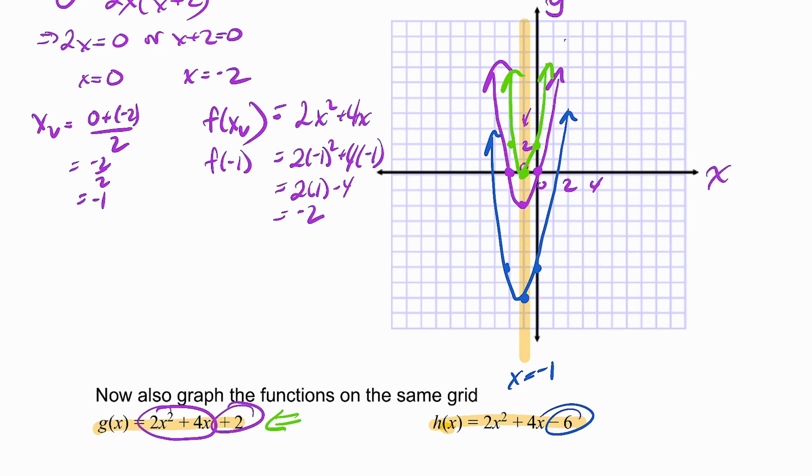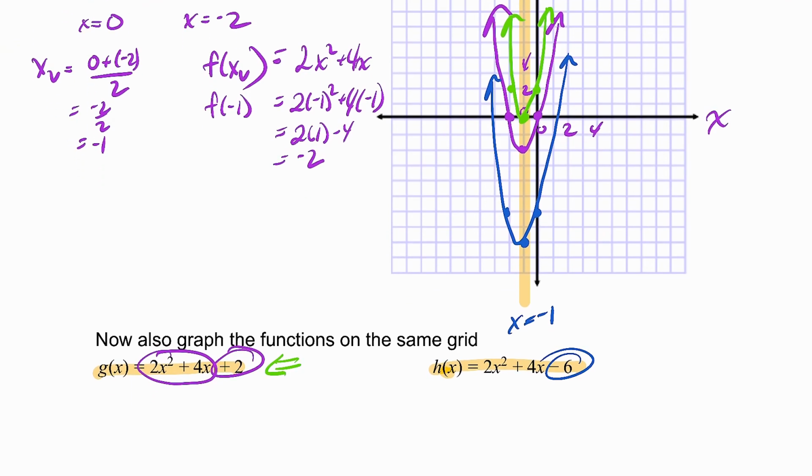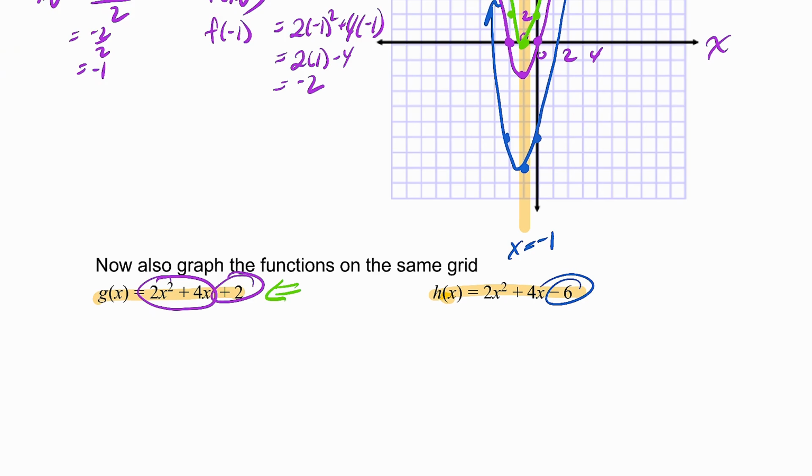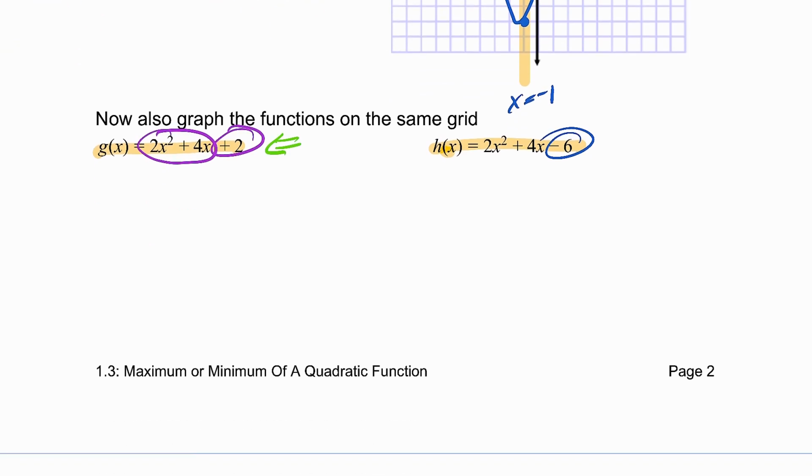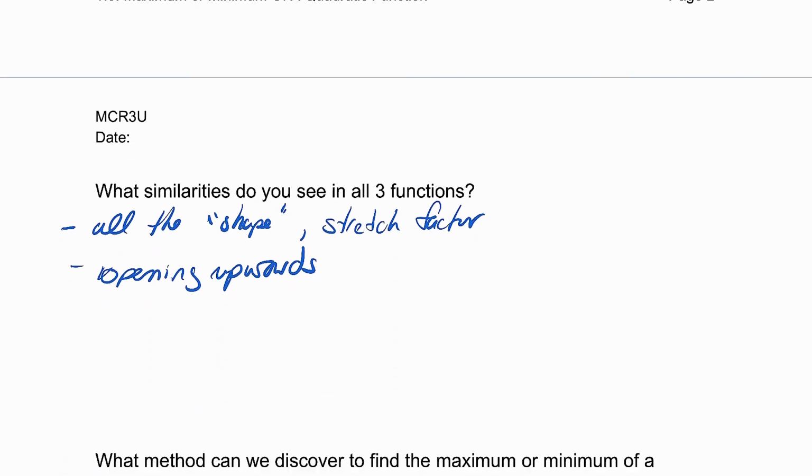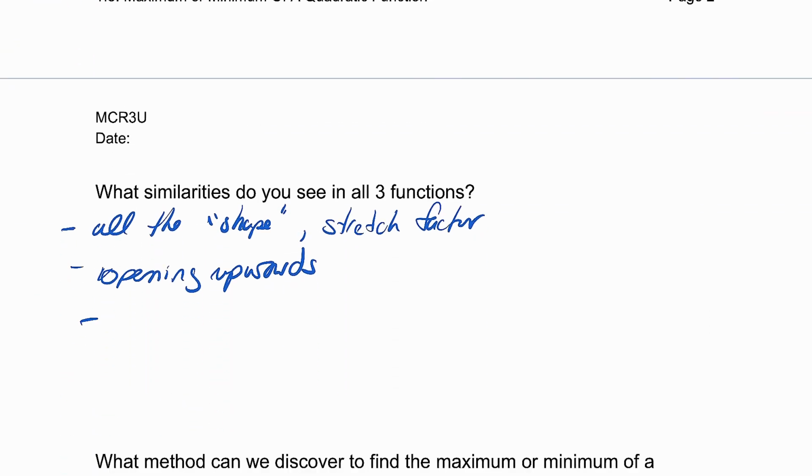And the vertex falls through all of them. So that's the axis of symmetry. But more importantly, we said that the axis of symmetry is really the same x value of the vertex. So really, in essence, all three graphs have the same x value of the vertex. Well, this is a powerful thing that we could take advantage of. So let me write this down.